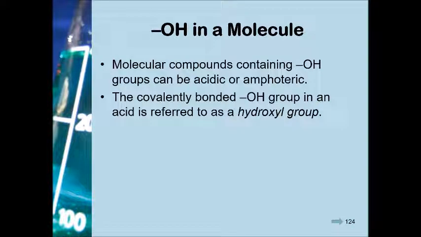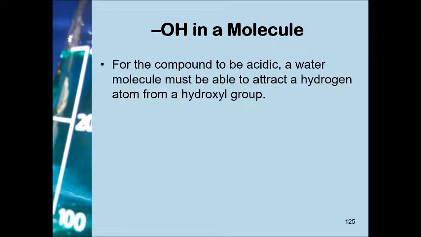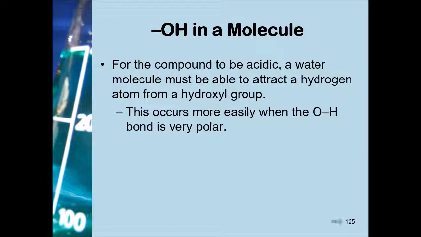So we have a hydroxide ion like we have in ionic compounds, but if it's in a molecular compound, we call it a hydroxyl group. Now for the compound to be acidic, a water molecule must be able to attract the hydrogen atom away from that hydroxyl group. And this occurs more readily when the OH bond inside of this hydroxyl group is very polar.